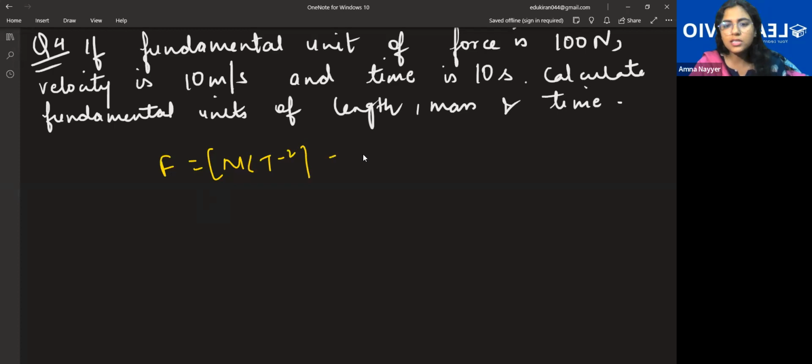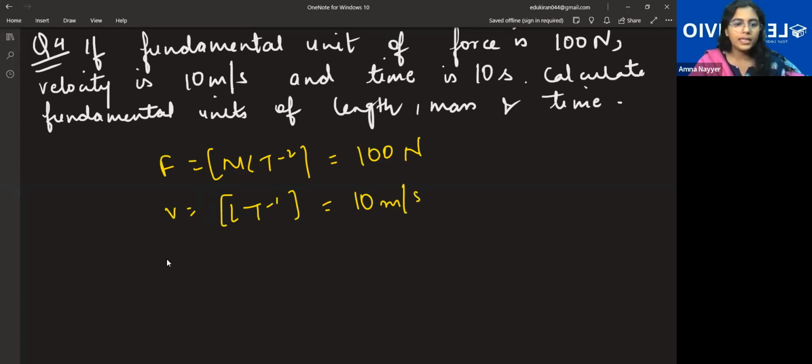So yes, force is this. Force is given as 100 Newton. What is velocity? LT to the power minus 1, distance by time. This is given as 10 meter per second. Then lastly, we have time. Time is just T to the power 1. We have this as 10 seconds. Now see how to solve this.